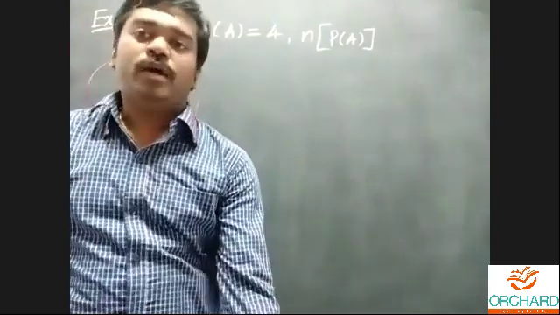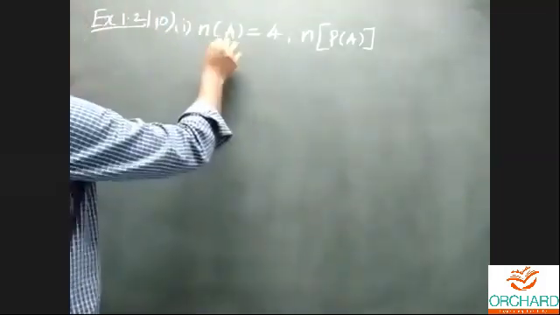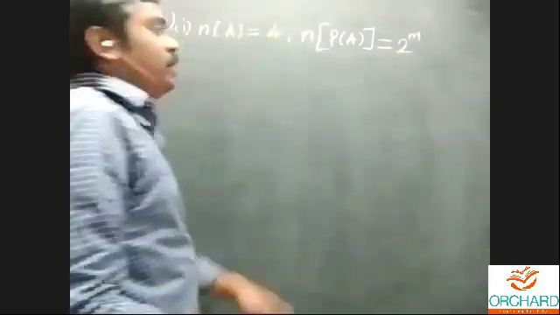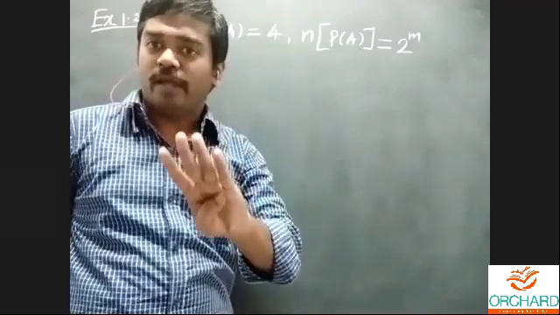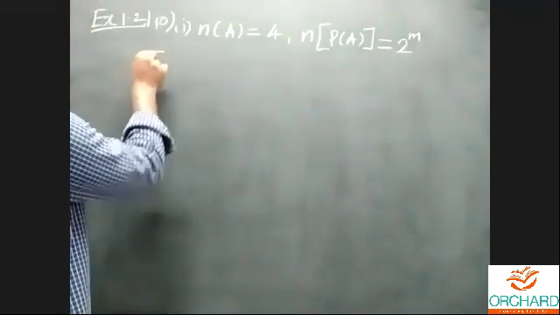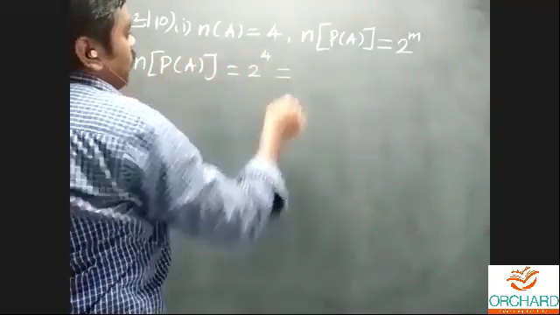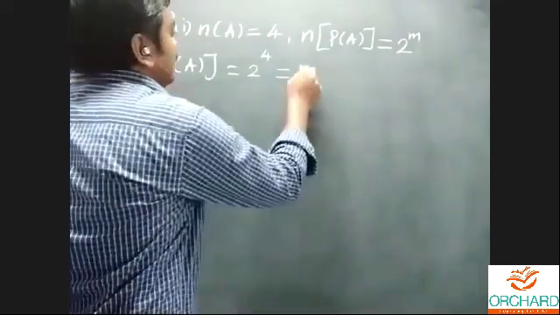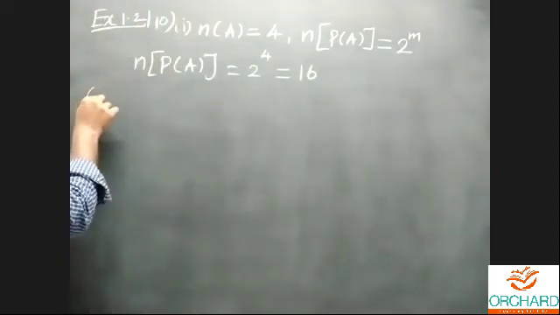We already learned one formula to identify the number of elements in the power set of A. Here n of A is equal to 4. Simply write the formula as 2 power m, where m is nothing but the number of elements. Here there are 4 elements. So n of P of A is equal to 2 power 4. 2 power 4 is 2 into 2 is 4, 4 2s are 8, 8 2s are 16. So 2 power 4 equals 16. Then n of P of A is equal to 16. That's the solution for the first subdivision.